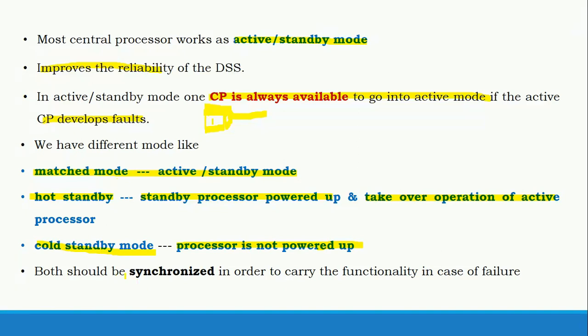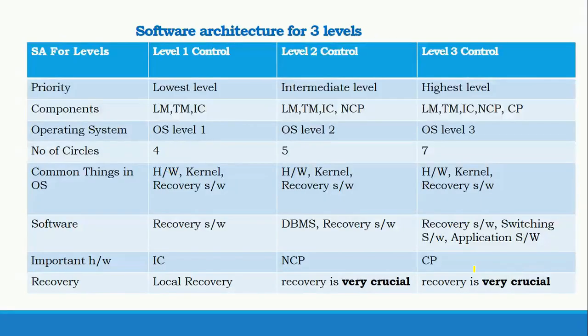Whichever the mode is, there should be a synchronization between the active central processor and also the faulty central processor. For that purpose, synchronization is carried out through the functionality in case of a failure. So this is the highest level of the control.